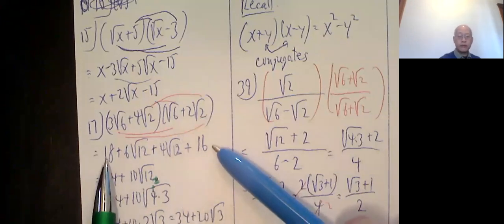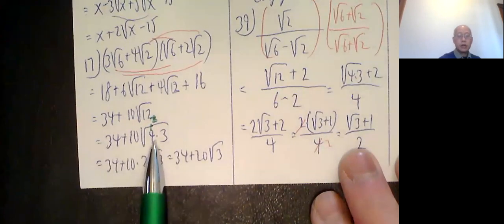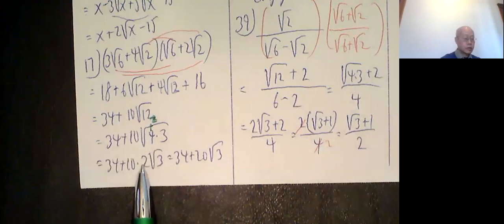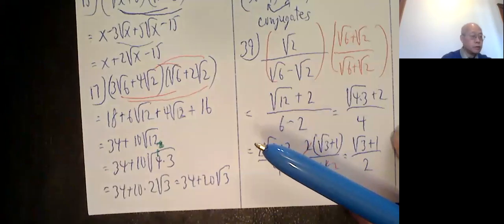So these two give me 34. These two give me 10 radical 12. Radical 12, you can break it down into 4 times 3. 4 comes outside and changes to a 2. So 34 plus 10 times 2, or 20, radical 3.